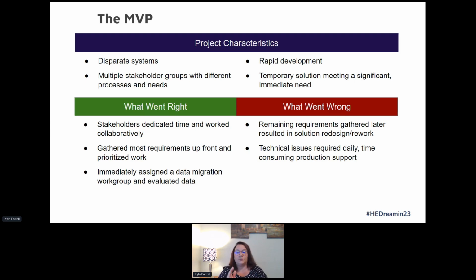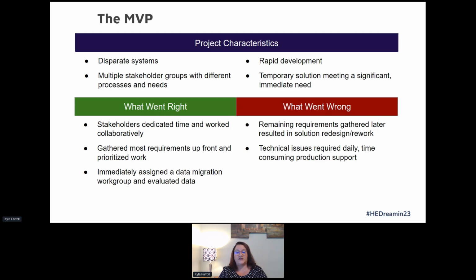So we had to move fast, and we had to blend a lot of different data sources and a lot of different people all together to make this work. So we were working with disparate source systems. We had multiple stakeholder groups. They all had different processes, different roles and responsibilities in this. We needed to move really fast, but this was going to be a temporary solution, but meeting a very significant need. What went right is the stakeholders dedicated the time and they worked collaboratively.